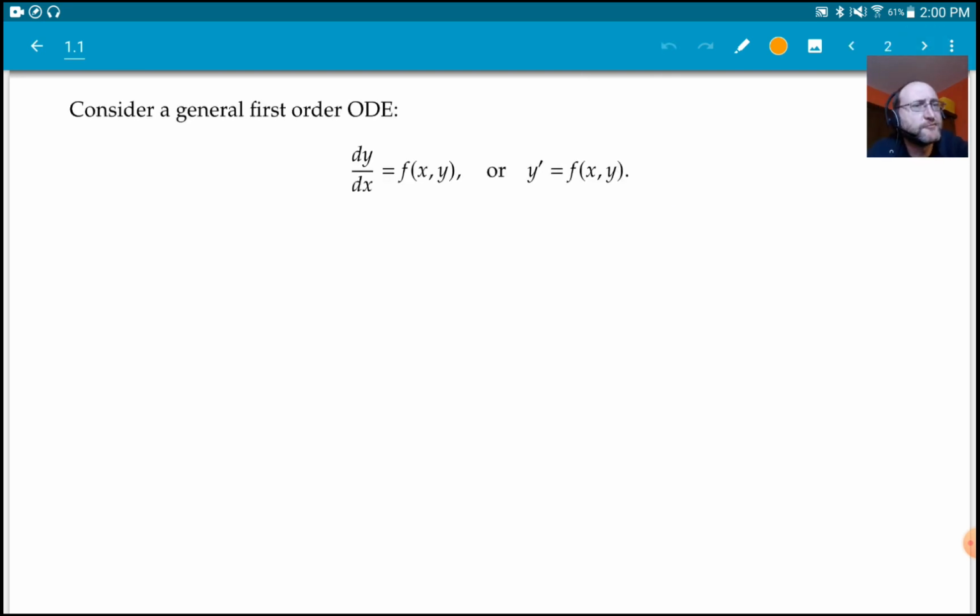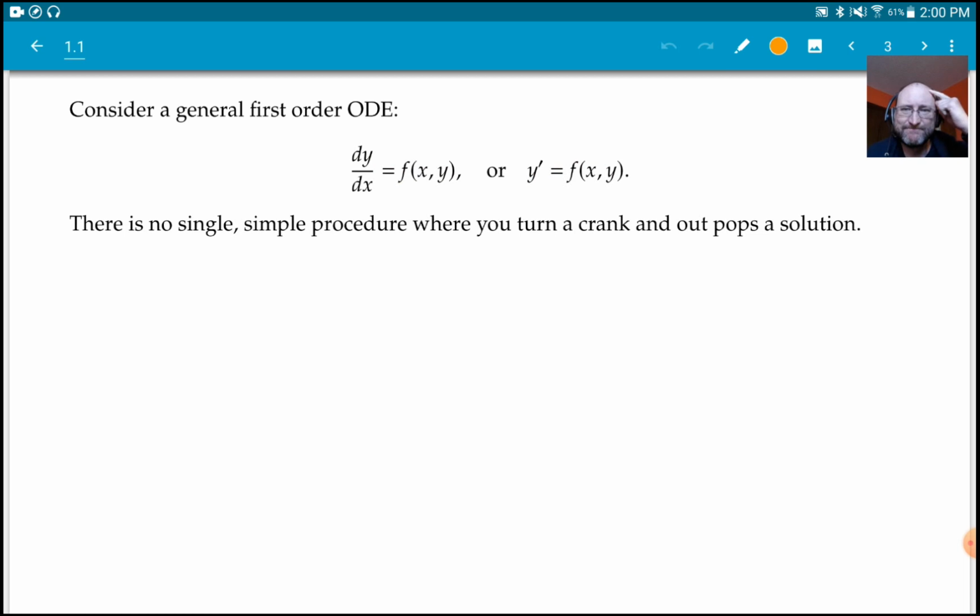So let's just jump in. We have a general first order ODE. It looks something like this, or we can write it as this. This is sort of too general to have a crank solution, where you just pop in the ODE, pop in the F, and out pops an answer. That just doesn't happen. Nothing is so simple.